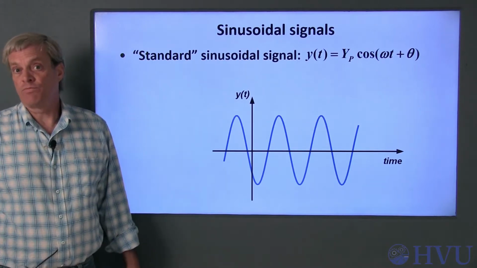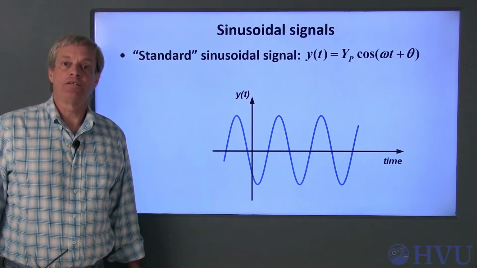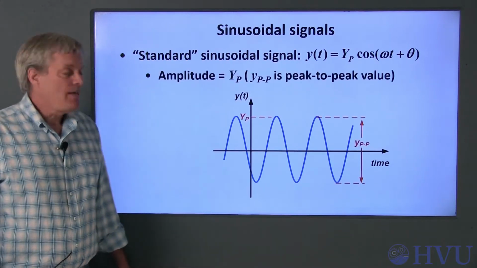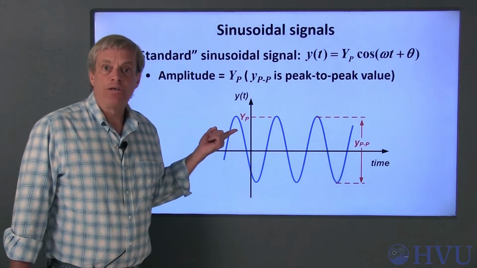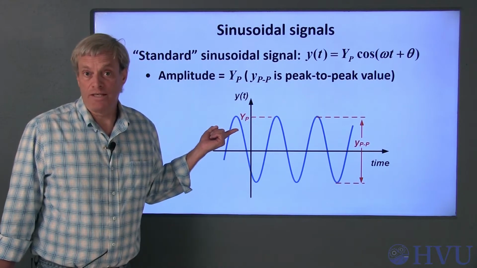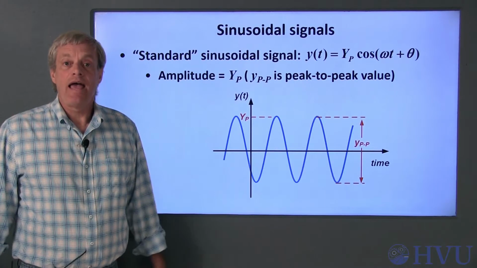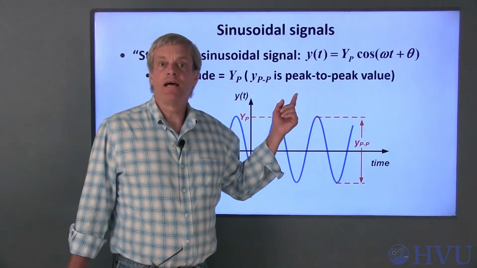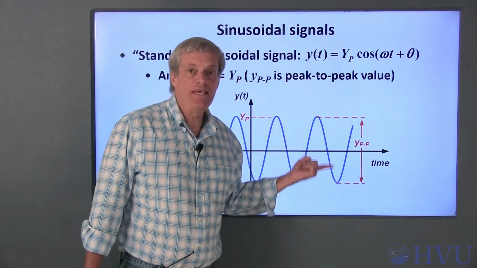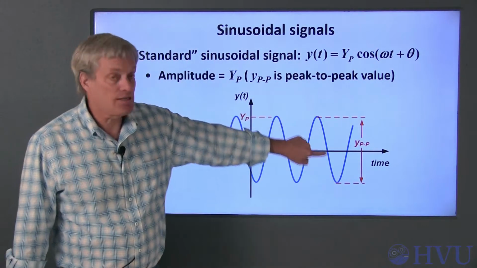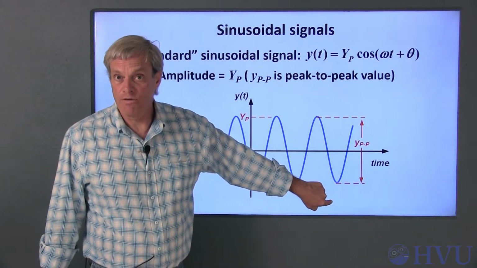For the moment, I'll just point out that a sine function can be written as a cosine function with an appropriate phase difference. The amplitude or peak value of a sinusoid in this form is y sub p, which is the maximum value the sinusoid reaches. Amplitudes of sinusoids are also sometimes indicated by what is called their peak-to-peak value, which is the amplitude difference between the highest and the lowest value the sinusoid reaches.